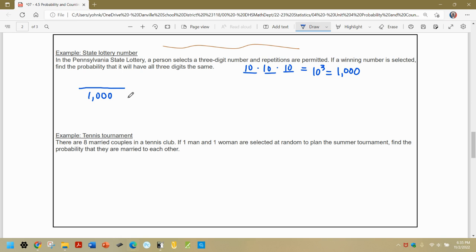On the top, there are 10 different choices for the first digit. But if all 3 digits are the same, there's only one choice for the second, and only one choice for the third, because whatever I choose for the first, I have to use the same thing for the other two. So this is 10 over 1,000, which is 0.010.